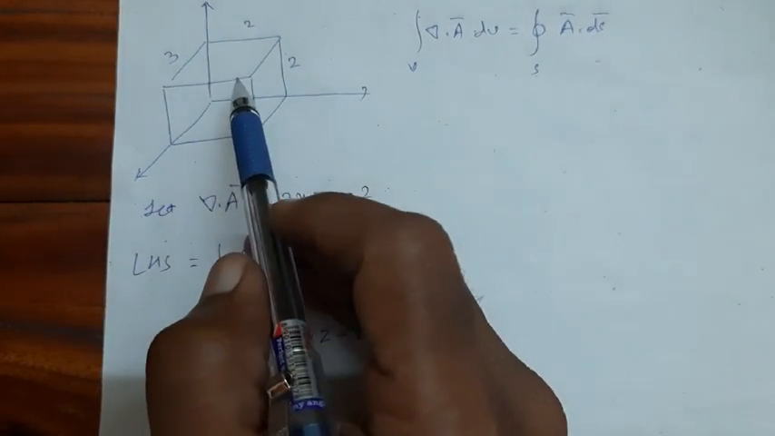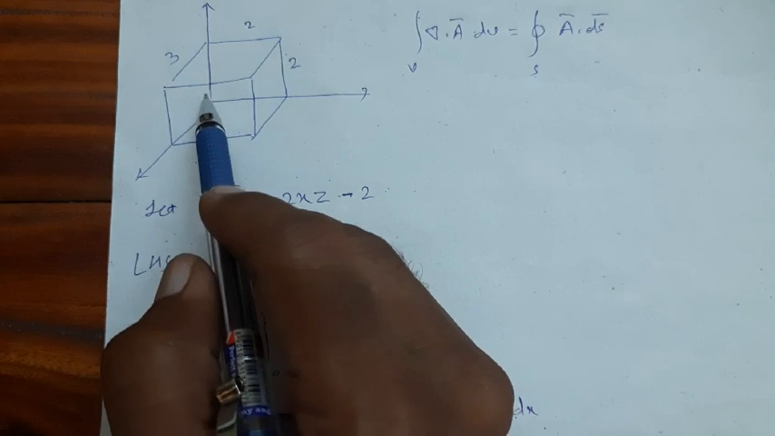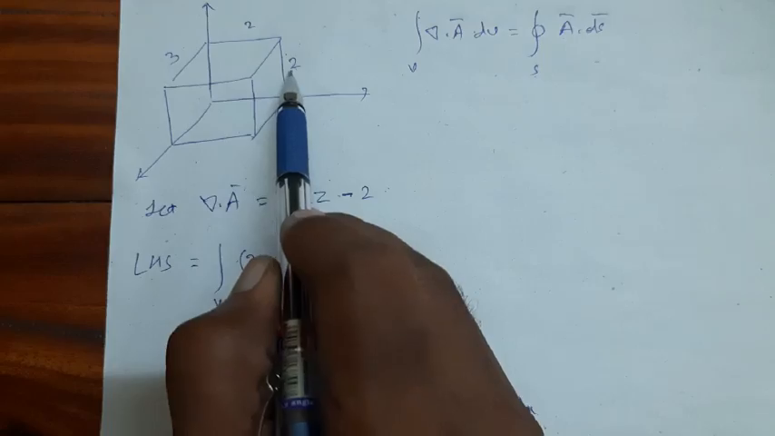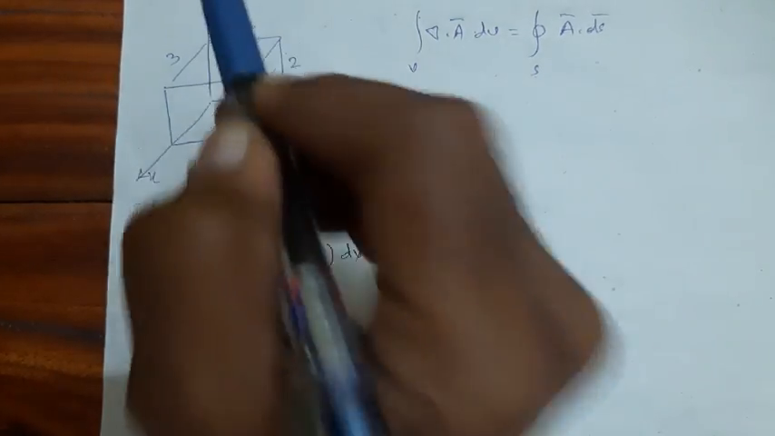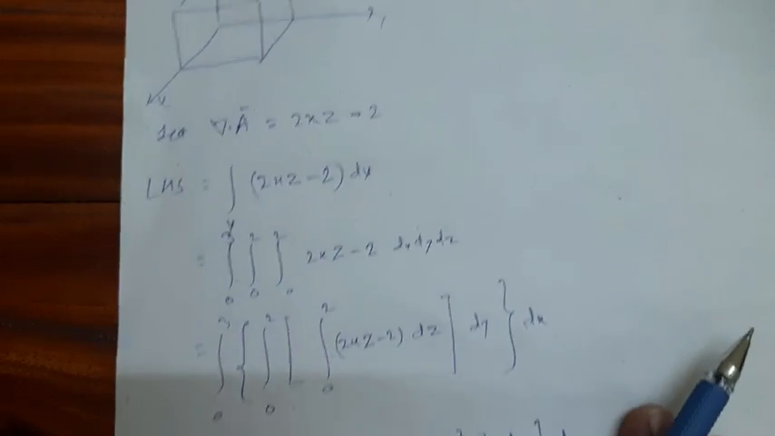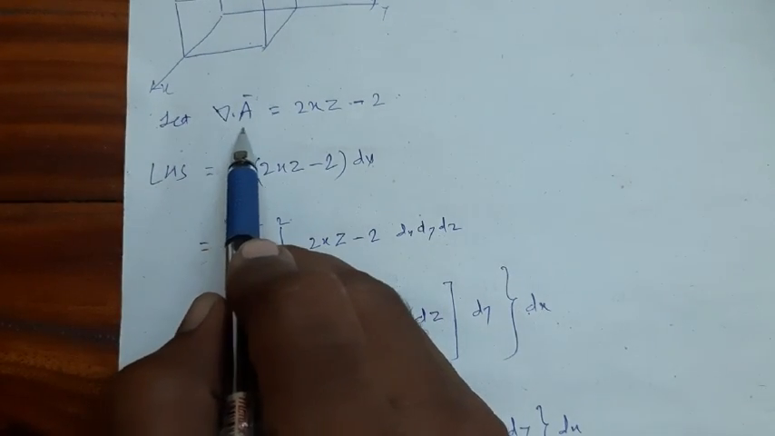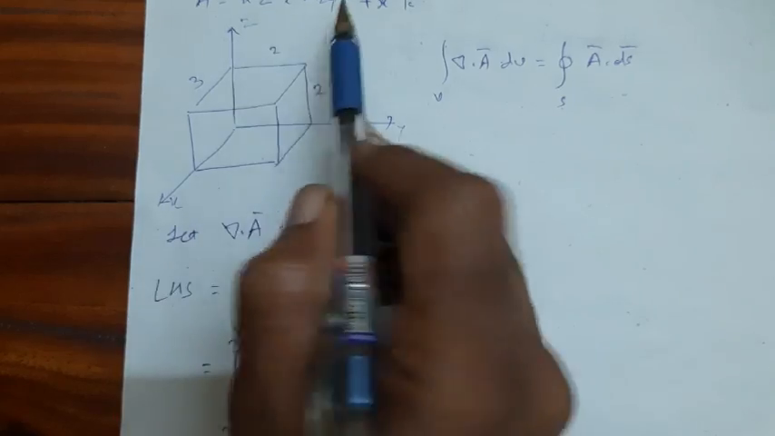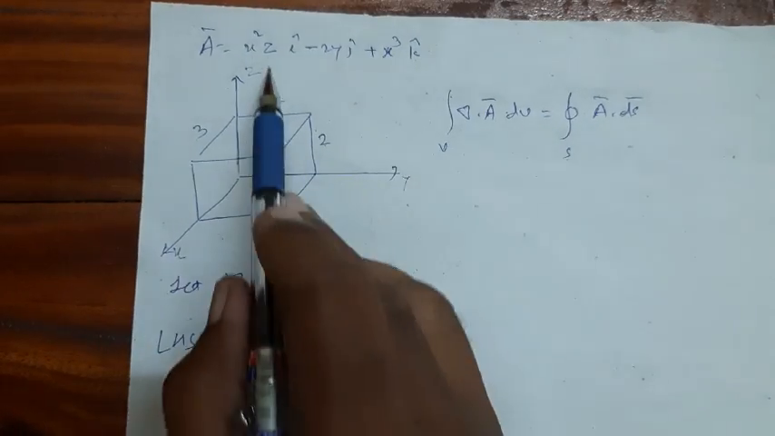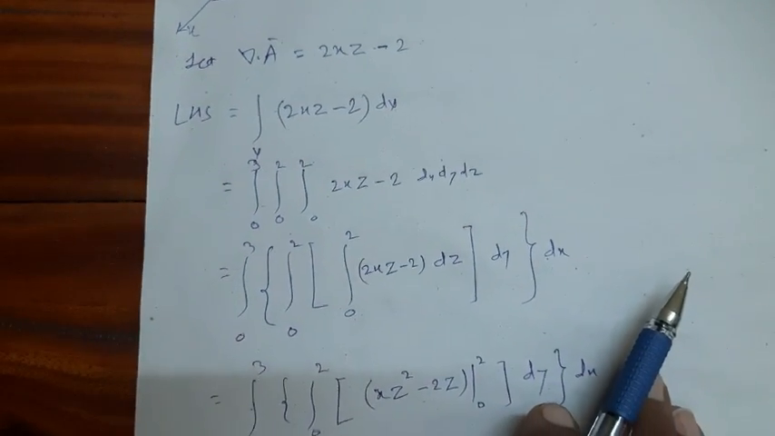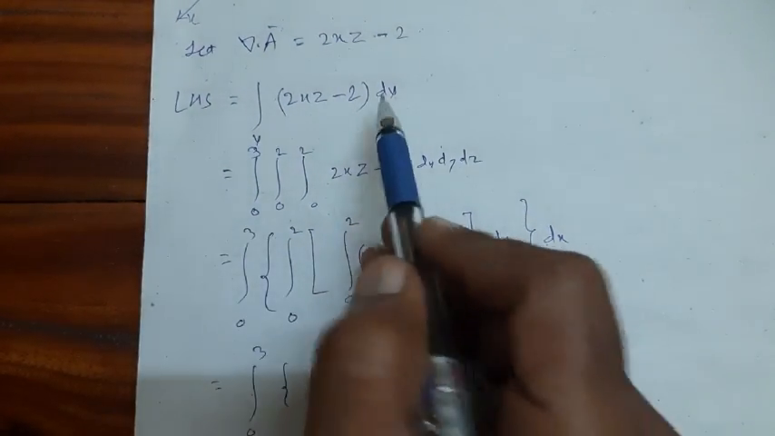This closed surface has to enclose the volume over which we are integrating. Now for that we have considered a rectangular box of length along the x-axis, which is 3, breadth along the y-axis, which is 2. Here it is the x-axis, this is the y-axis, and this is the z-axis, and height along the z-axis is also 2. Again I have started with the calculation of divergence of A bar. It is 2xz minus 2. We are aware of finding divergence of such a function, and therefore you can check the divergence of this is 2xz minus 2.